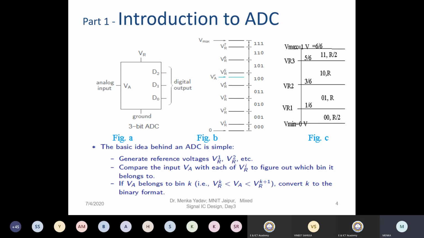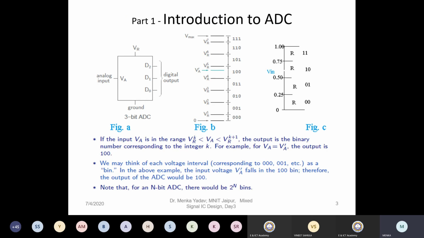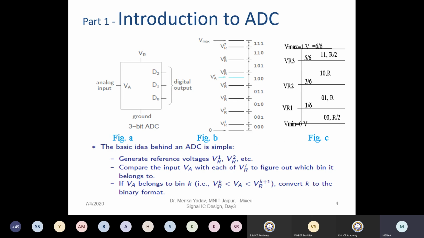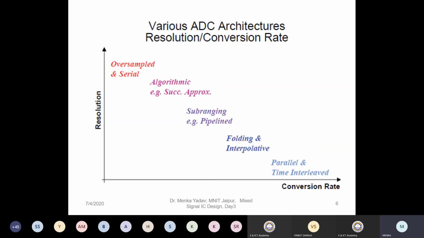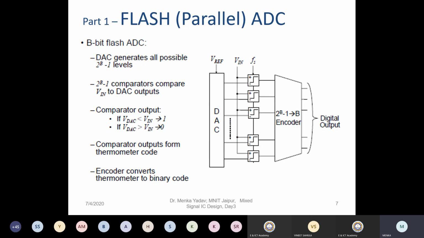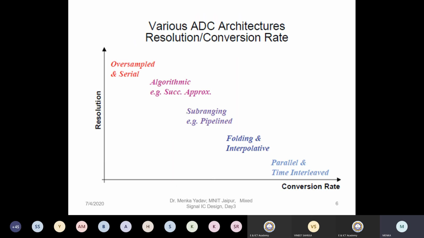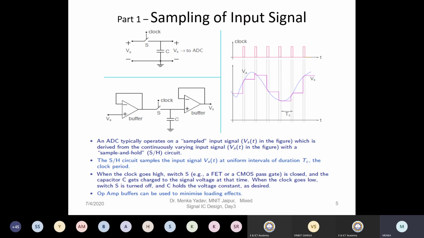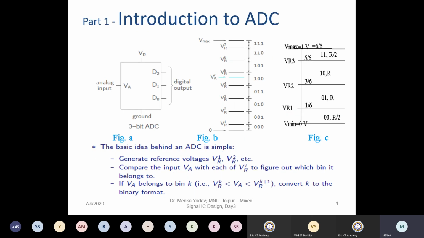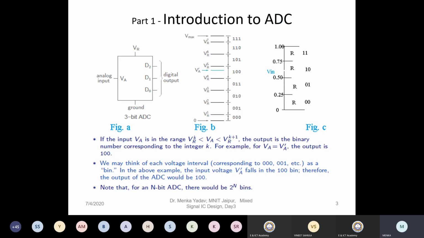So in this fashion, if you are using figure B, then your resolution becomes 1 upon 2 raised to power n minus 1. But if you refer to figure number C, let us count the number of resistors. There are 4 resistors. So V maximum, which is 1 volt, minus V minimum, which is 0 volt, divided by 4R. So you can say the resolution is 1 upon 2 raised to power n in this case. This depends on the number of bits. So it can be either 1 upon 2 raised to power n, or 1 upon 2 raised to power n minus 1.